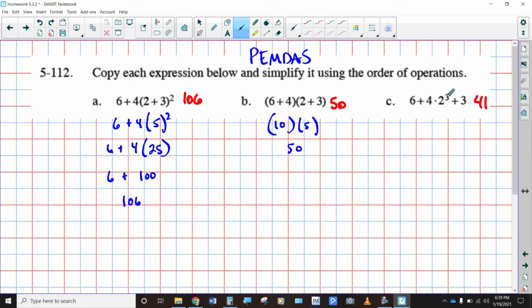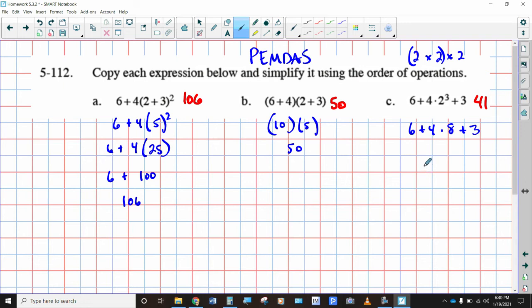And in this one, we have to do the exponent first because there are no parentheses. So this becomes 6 plus 4, and then 2 to the third power. Sometimes people accidentally call it 6, but 2 to the third power literally means 2 times 2 times 2. So that is 4 times 2 is 8 plus 3.